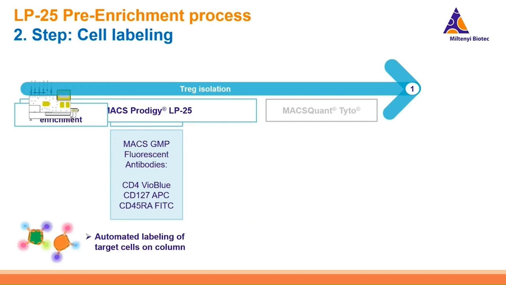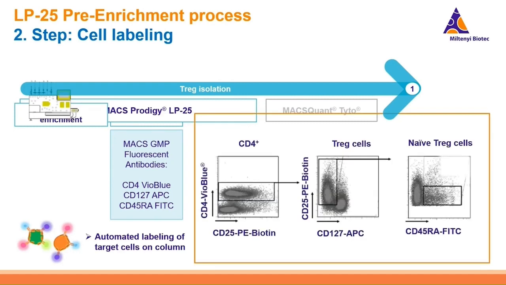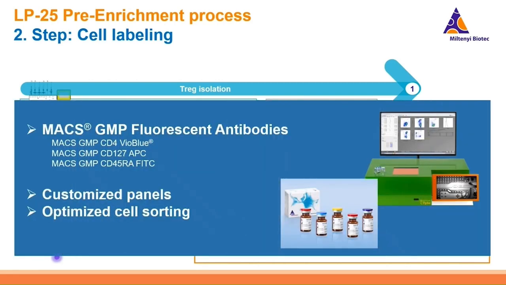And here is an example of this automated labeling. So please keep in mind that we do offer already a predetermined panel for this process, and it is based on MACS GMP fluorescent antibodies, but it is also possible to get customized panels and to optimize the cell sorting according to your needs. For this, just get into contact with our experts.